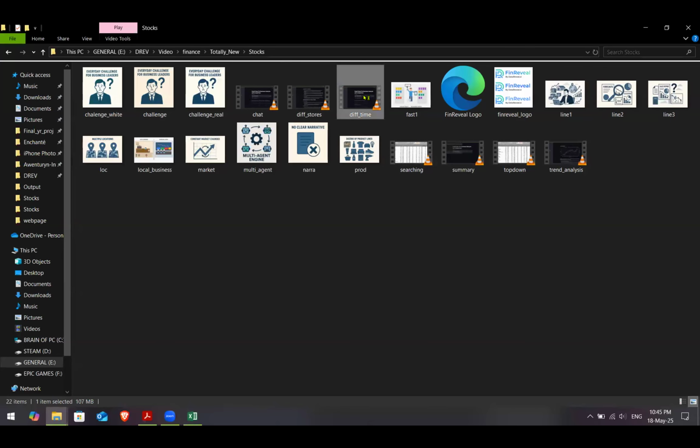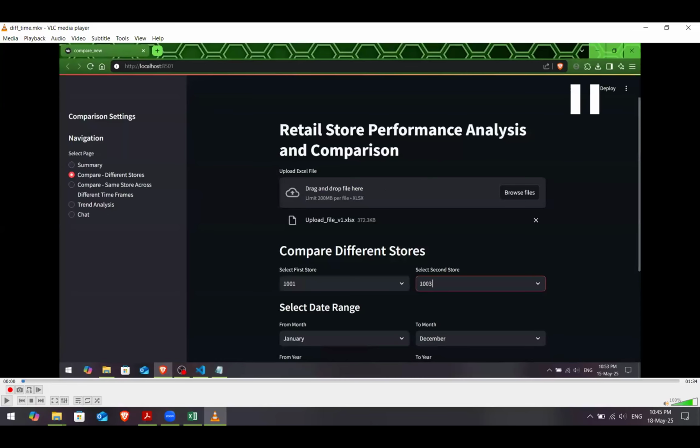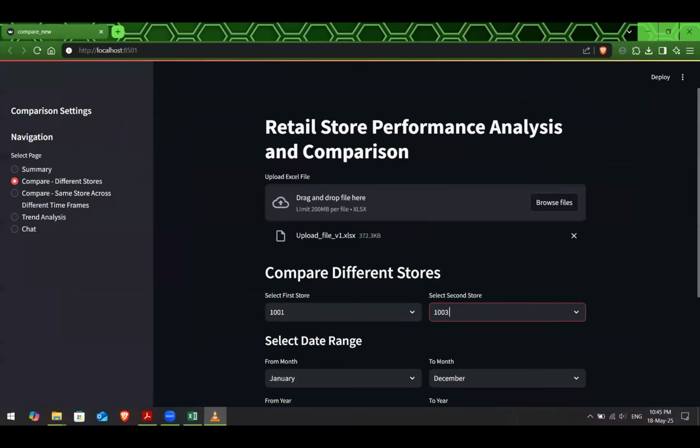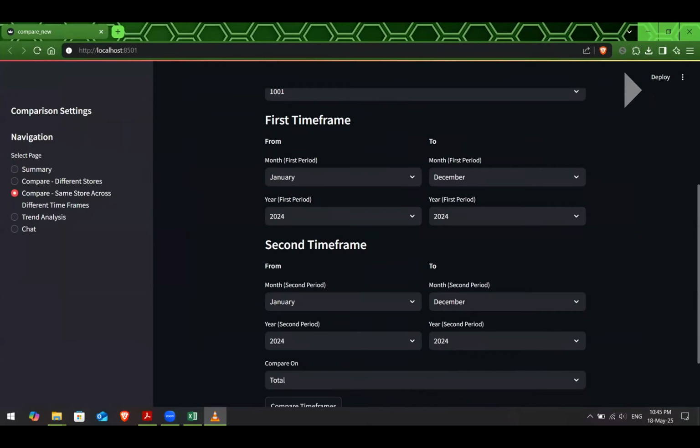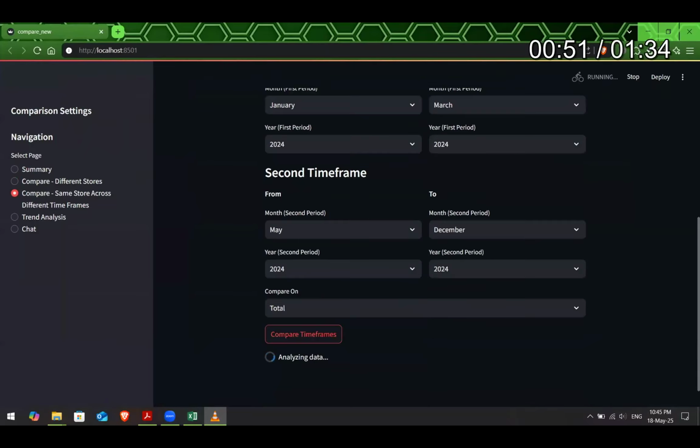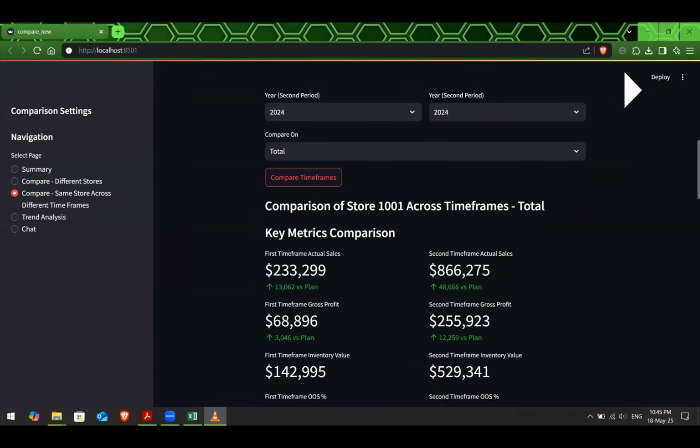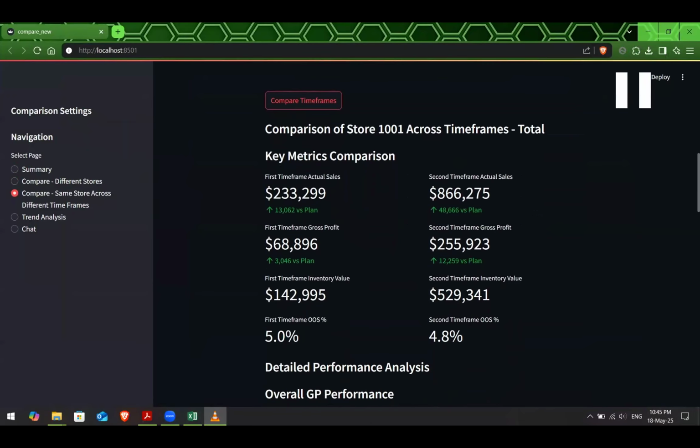And then let's move on to different time frames. So here, the motive is I have a store, and then I need to analyze how the store performed in the first quarter and the second quarter, or maybe in the first half or the second half. So here I can choose whatever period I want. Even I can choose year to year. And then when I compare, I'll get the same kind of summary.